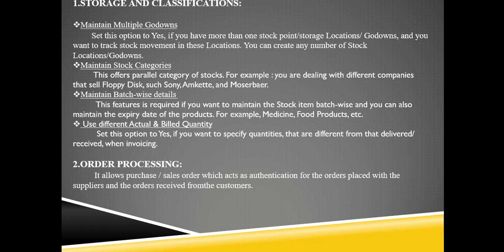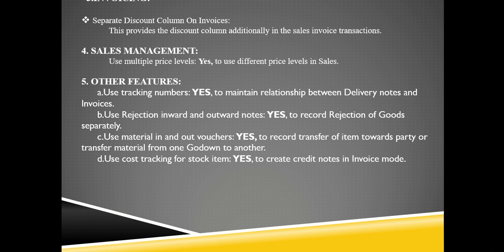Moving on to your order processing, it allows purchase or sales orders, which act as authentication for the orders placed with the suppliers and orders received from the customers. The third one is your invoicing. It has a separate discount column on invoices if discounts are to be made and calculated. So this all makes the options much easier to be shown. So you don't need to do it manually. Automatically it will be done if you activate such options.